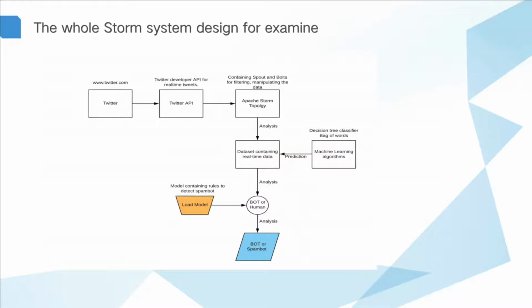So after doing this, in the end, we finish the whole system. When we get the Twitter API and design all the Apache Storm topologies and do the first-time preprocessing analysis, and we get the real-time dataset. And then we use the machine learning algorithms to cluster and classify for the second analysis. And when we load the model that we set the rules to detect the spam bots, and at this time we can judge the bot or human. And in the end, we will also do the analysis again to judge the bot or spam bot.